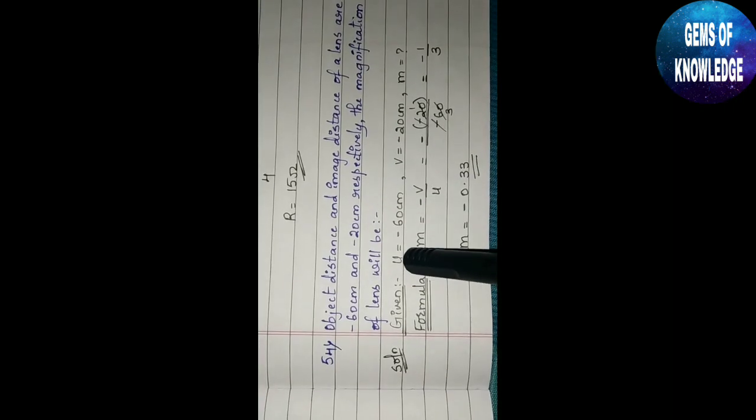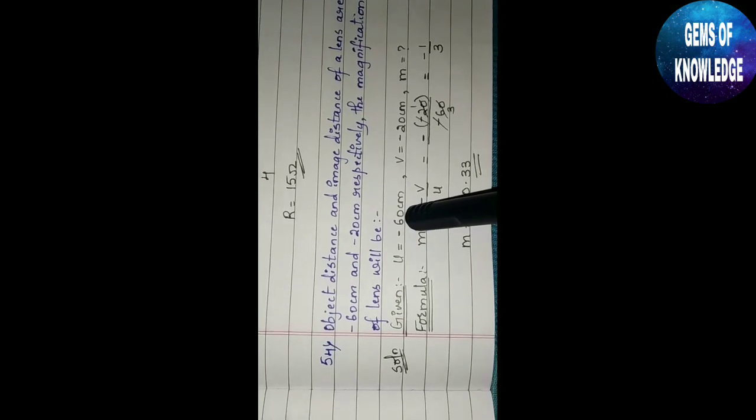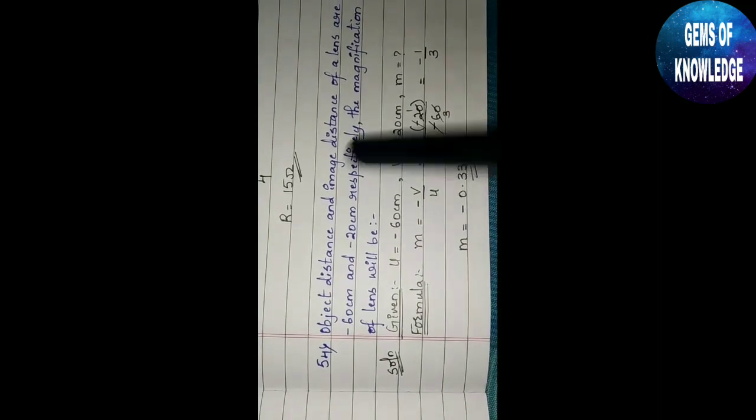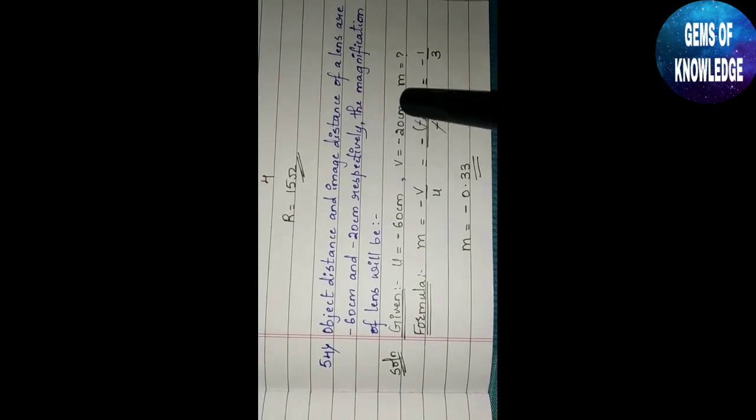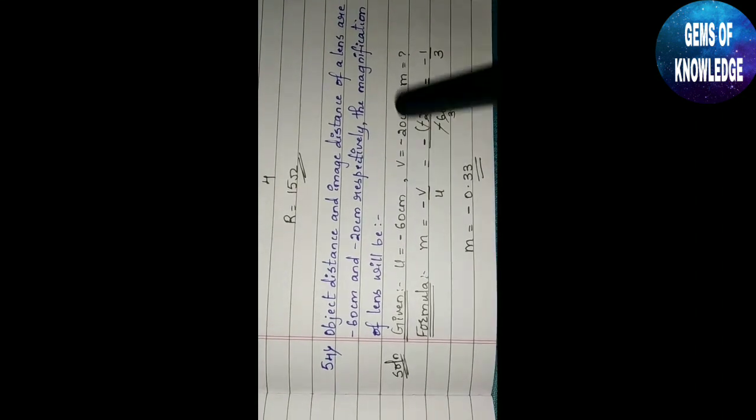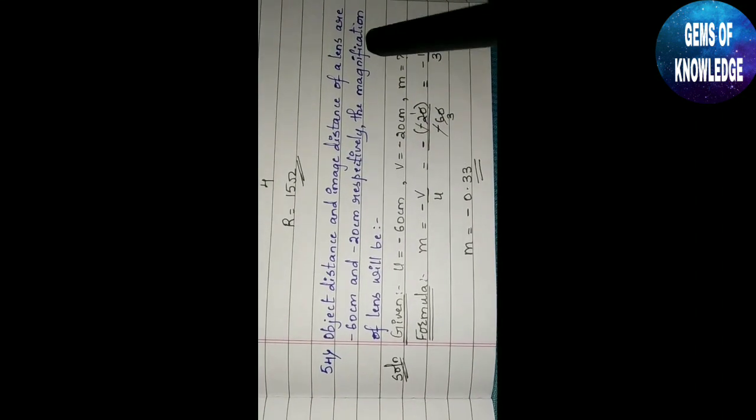Okay, next. The object distance and image distance of a lens are minus 60 centimeter and minus 20 centimeter respectively. Then the magnification of the lens will be. The question is asked about the magnification, so let us solve it. U is given, that is minus 60 centimeter, and V is the image distance, that is minus 20 centimeter, and we have to find the magnification of the lens.